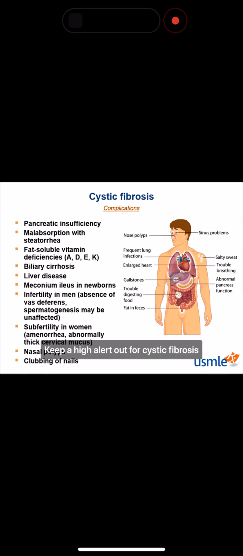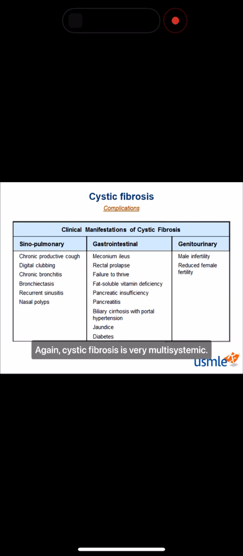Keep a high alert out for cystic fibrosis if there is a newborn history of delayed passage of meconium, infertility, or symptoms of vitamin deficiencies. Again, cystic fibrosis is very multisystemic, but if you notice a predominance of sinopulmonary, gastrointestinal, and genitourinary symptoms like we've been discussing, cystic fibrosis should be high on your differentials.